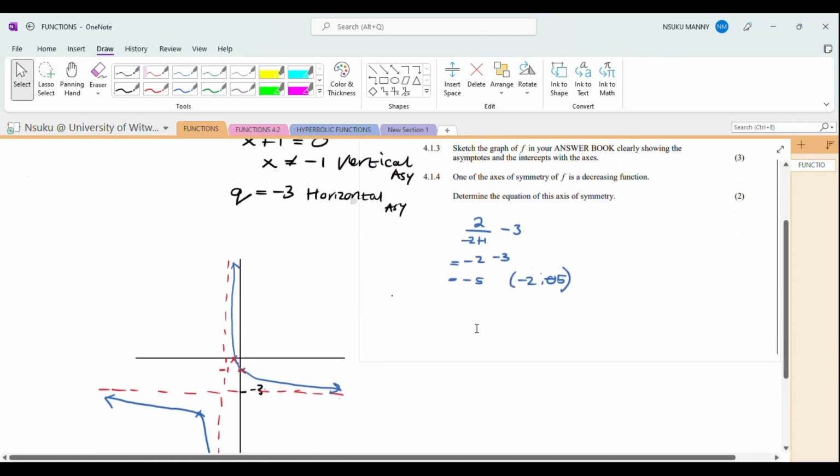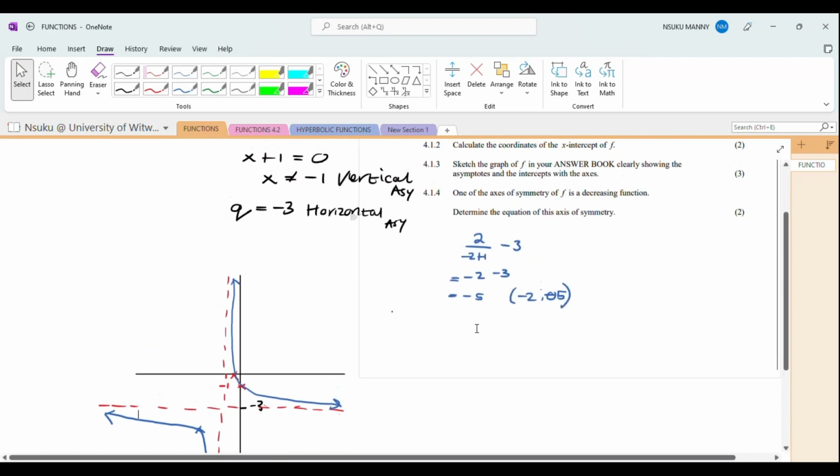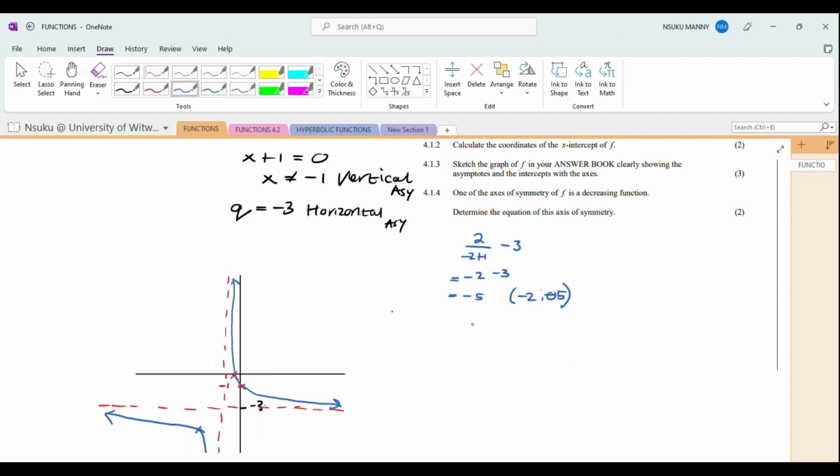So now the next question, which is 4.1.4, says one of the axes of symmetry of f is a decreasing function. Determine the equation of this axis of symmetry. So this could be kind of tricky for someone who doesn't really understand what they're asking. So remember, with axis of symmetry, we have two different equations in a hyperbola. We have the one that says negative x minus p plus q, and the other one that says x minus p plus q. So the only difference is the negative that's in front here.